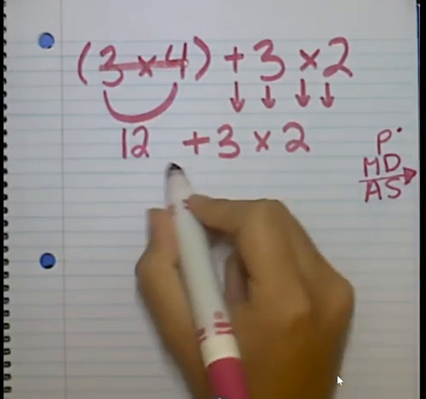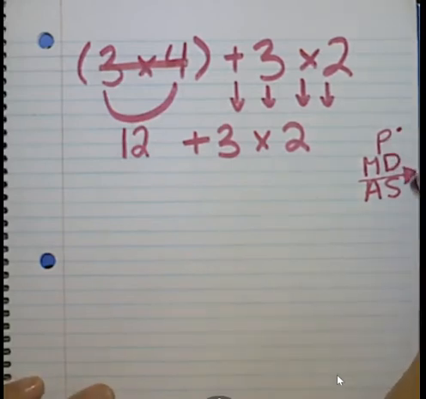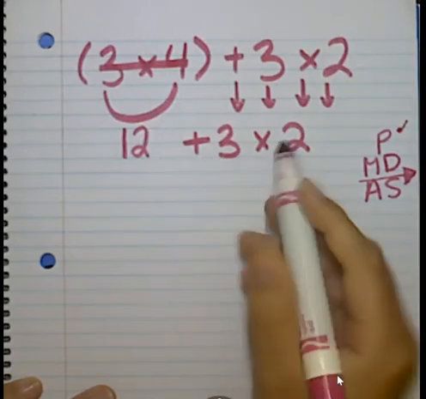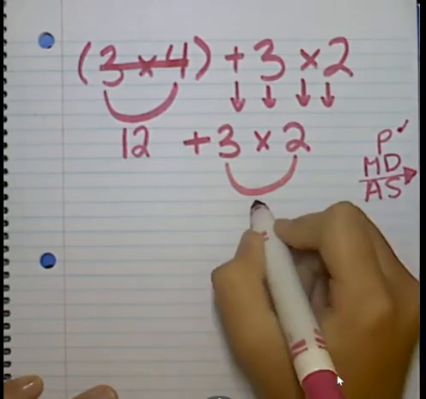Now I need to think about addition or multiplication. So let's look back at our order. What should I do first? There are no more parentheses. We got that taken care of. Is there multiplication or division? Yes, we have multiplication right here. So that tells me I'm going to solve my multiplication first.